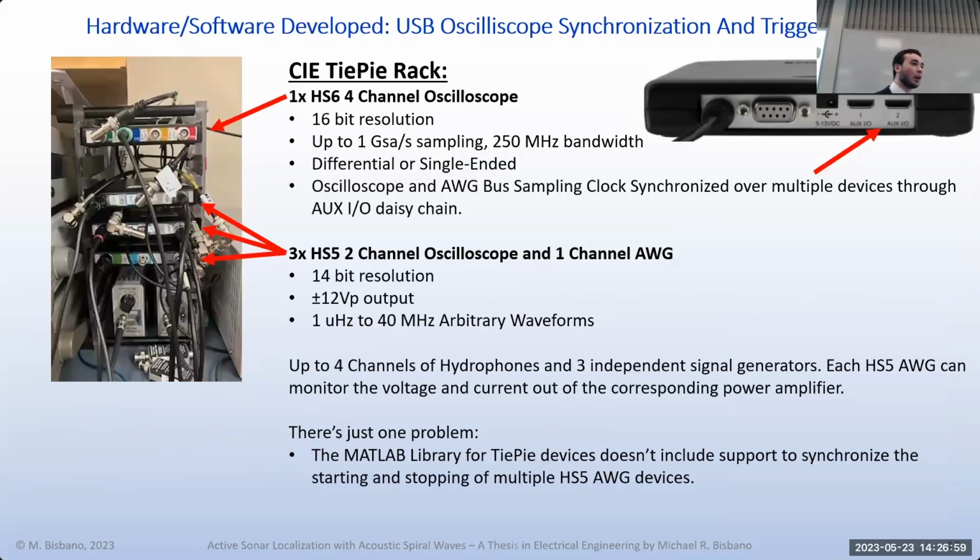But now some of the hardware. In the CIE, we have access to this TiePie system. It's, I think, a Swedish company that produces USB oscilloscopes and function generators and whatnot. They're great pieces of equipment, high resolution, high sampling rate. The clocks for the wave generators and the oscilloscopes are synchronized. You can plug in multiple units, and they have a synchronization bus, so the wave generators and oscilloscopes are sampled simultaneously every time. It's a shared clock, which is great.